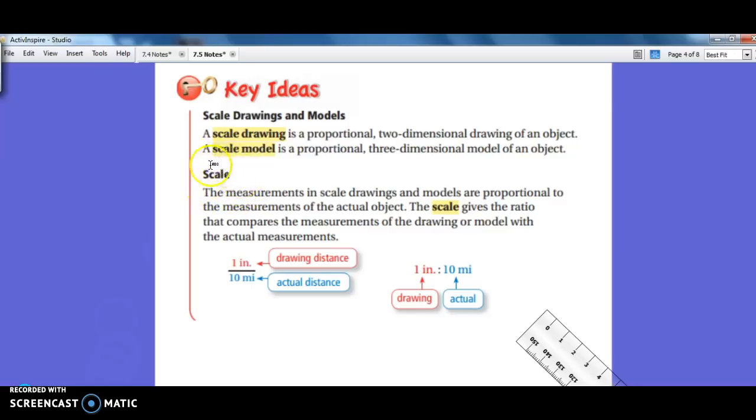Let's talk about scale. Here it says scale. The measurements in scale drawings and models are proportional to the measurements of the actual object. The scale gives the ratio that compares the measurements of the drawing or model with the actual measurements. So, for example, in a drawing, you might have something that is only 1 inch in distance, but in real life, that equals 10 miles. So for the actual distance, you can write the scale as a fraction, or you can write it using the ratio colons, like this one here, which says 1 inch to 10 miles.